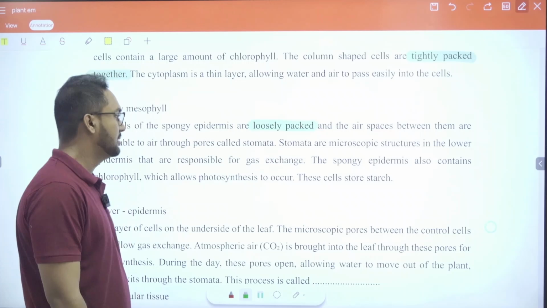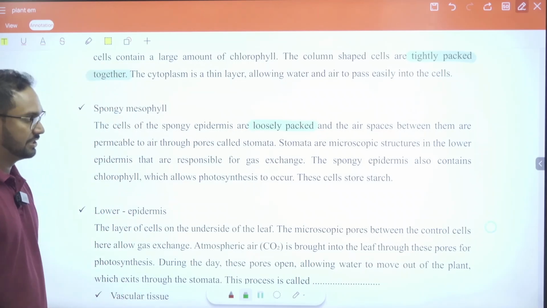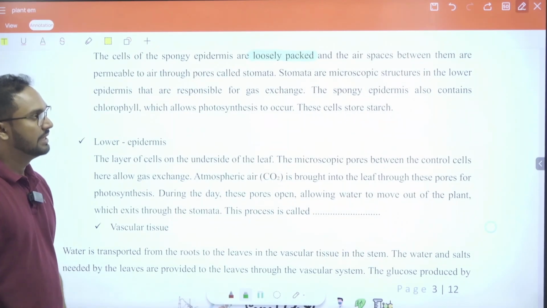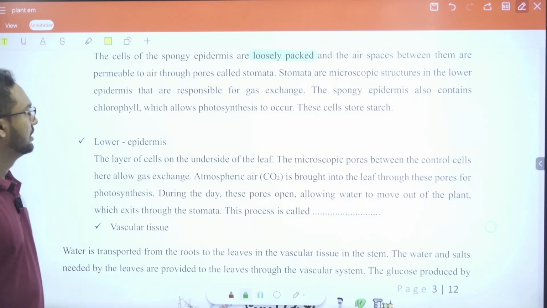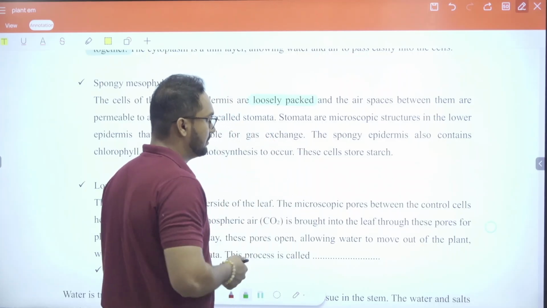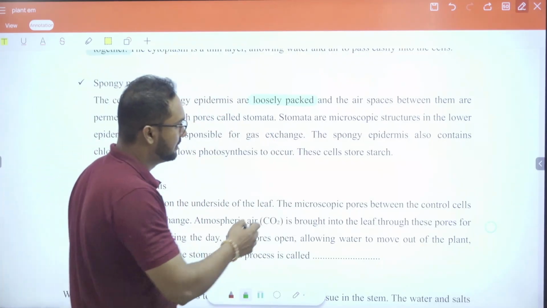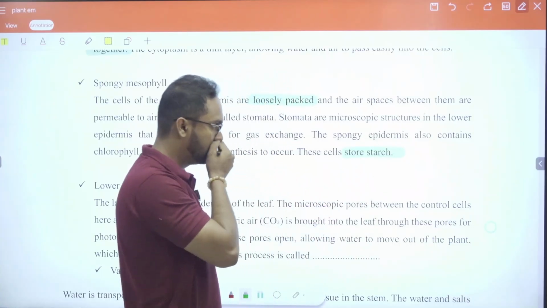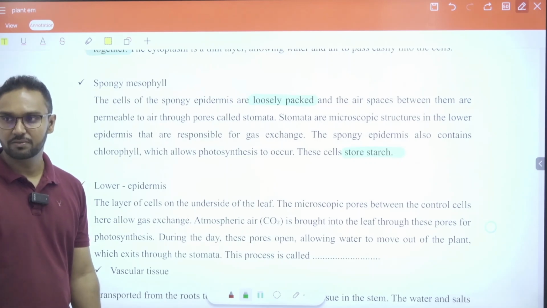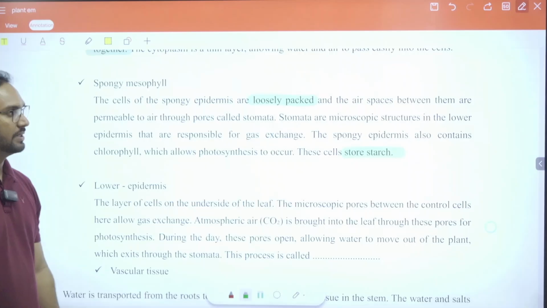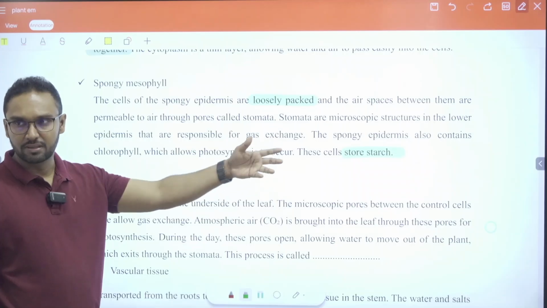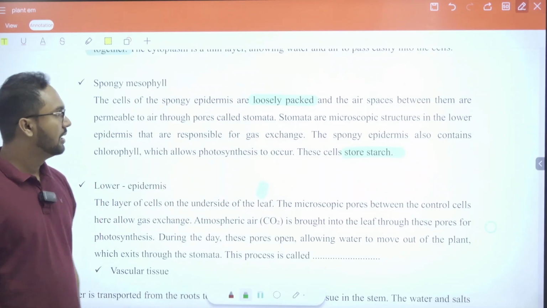Stomata are microscopic structures in the lower epidermis that are responsible for gas exchange. The spongy mesophyll also contains chlorophyll, which allows photosynthesis to occur. These cells store starch. So this is the main function of the spongy mesophyll: they store food, and the palisade parenchyma does the photosynthesis, the production of the food, while the spongy mesophyll does the storing of the food, because that is mostly the fruity part of a leaf.